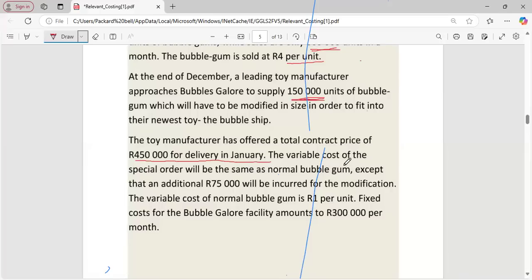Then the variable cost of the special order will be the same as a normal bubble gum, except that an additional 75,000 will be paid for the modification. The variable cost of normal bubble gum is 1 rand per unit. Fixed cost for the Bubble Gallo facility amounts to 300,000 a month.